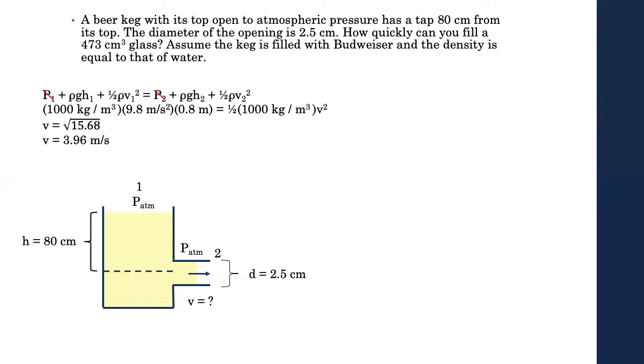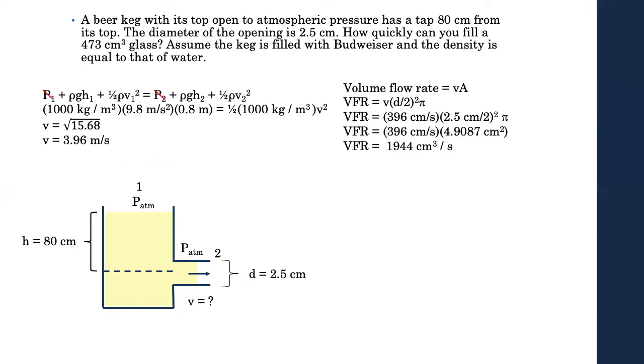So we have the speed of the beer at the tap. How do you get the flow rate? How much volume is leaving the tap per second? The volume flow rate is equal to the speed times the area. And I gave you the diameter of the opening. The equation for area of a circle is pi r squared. And to get the radius, you divide the diameter by 2, square it, multiply by pi. And we have v's 3.96. So you enter in all those numbers and you get 1,944 cubic centimeters per second.